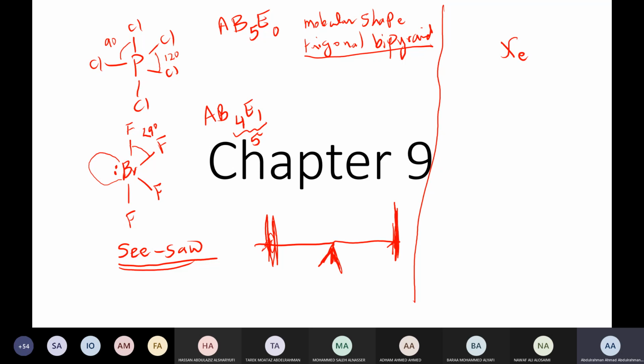What's this angle? Less than 120. We have two important angles, 120 and 90. This will be slightly less than 90, and this will be slightly less than 120. Same angles, but because the electrons take more space, this one is slightly less than 120, and this one slightly less than 90. Is this clear?